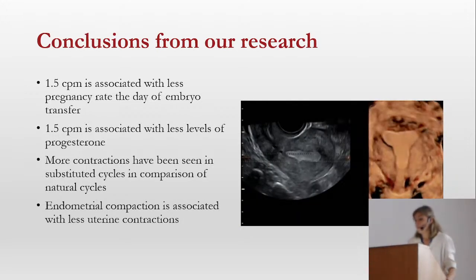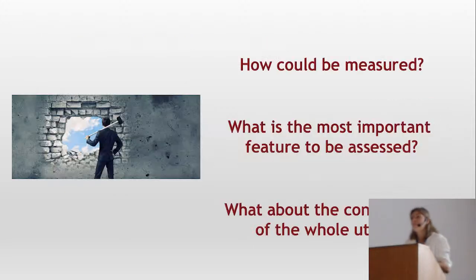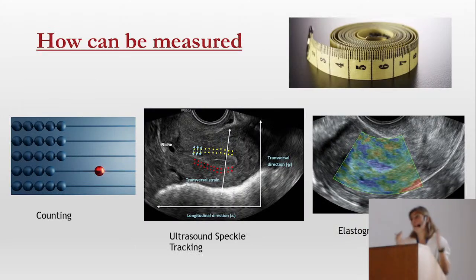Anyway, we are facing some big problems here. One is how could we measure the contractions? Then, what is the most important feature to be assessed? The frequency, the direction? Okay, we will talk later. And what about the contractility of the whole uterus? How can it be measured? There are 3 ways published.